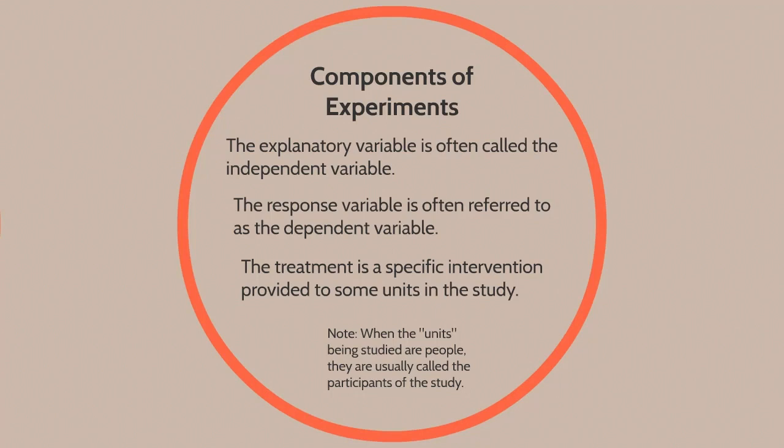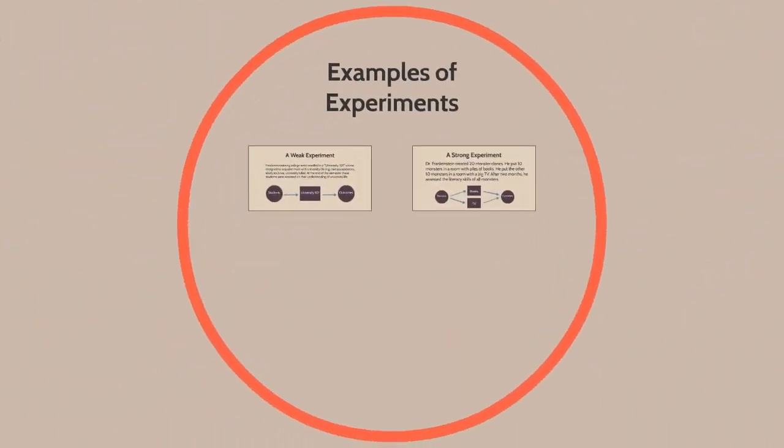We also have in an experiment some sort of intervention, and that's a treatment. It's a specific intervention provided to some, not all the units in a study, but some of the units. When the units being studied are people, they are usually called the participants of the study. Okay, so those are the components of experiments. Now we need some examples.